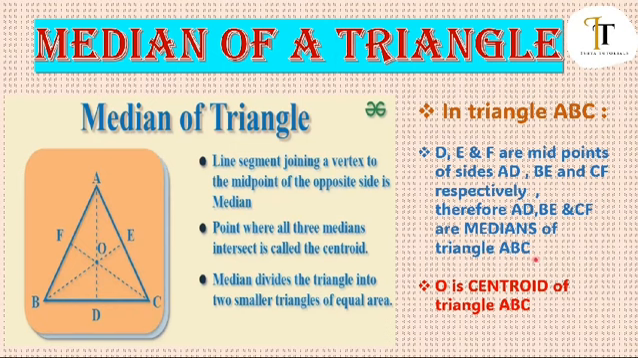One more important point here, where all the three medians intersect. This point is called O. O is called the centroid of a triangle.